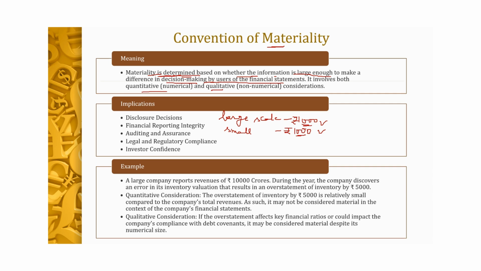Now, what are the implications? It helps us in disclosure decisions, like कौन सी information हमें financial statement में disclose करनी है, कौन सी नहीं disclose करनी, वो decision लेने में हमें convention of materiality help करता है. Again, it will help us in financial reporting integrity. It will ensure कि हमारी financial statements true and fair view present कर रही हैं या नहीं.